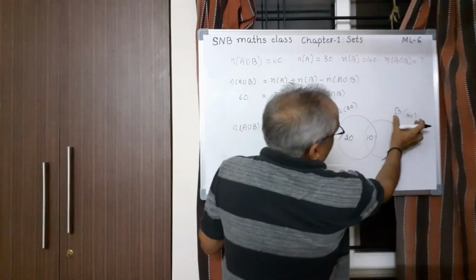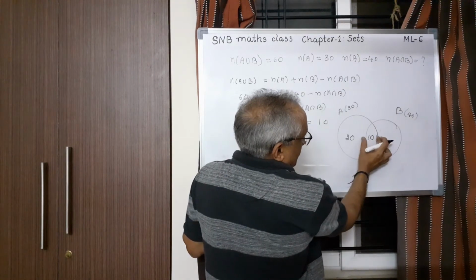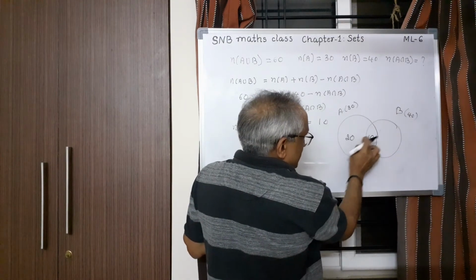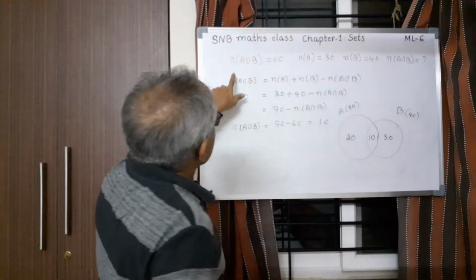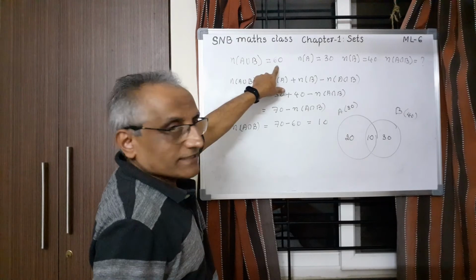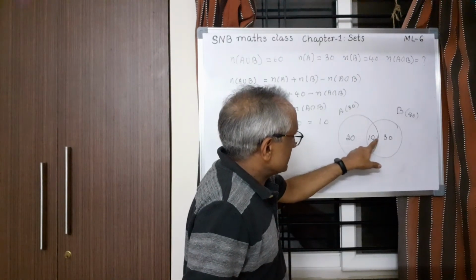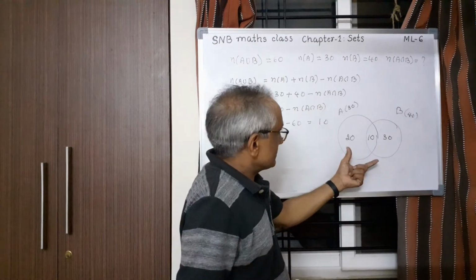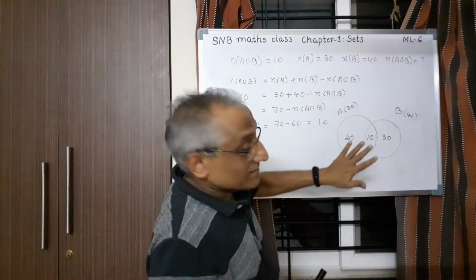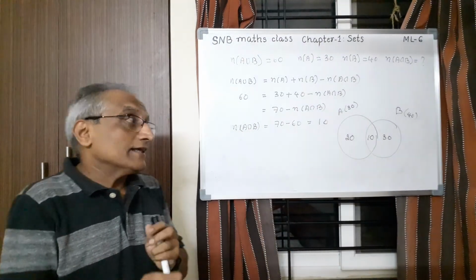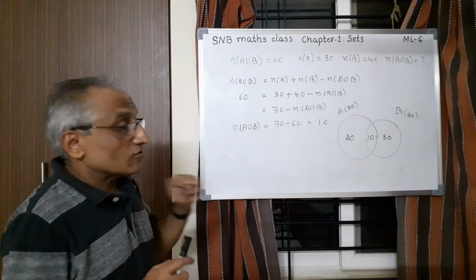Similarly, the total number of elements in B is 40. Already 10 elements are common. That means this 10 is here as well as here. So the remaining is 30. So you can check now. Number of A union B must be 60. You can see here 20 plus 10 is 30, 30 plus 30 is 60. So this is tallying with this one. So sometimes, using this Venn diagram, that's why I told you in the beginning, the Venn diagram plays a very important, helpful role in solving the problems.